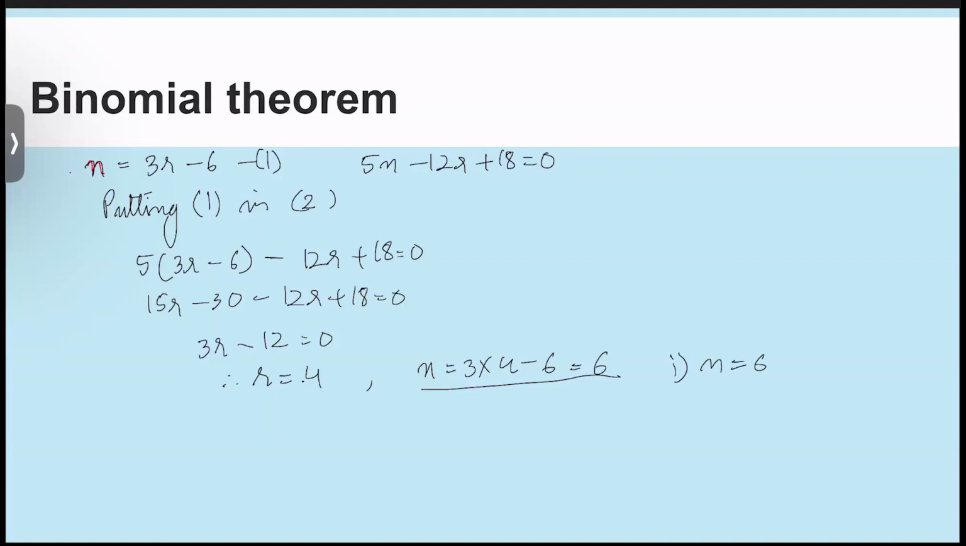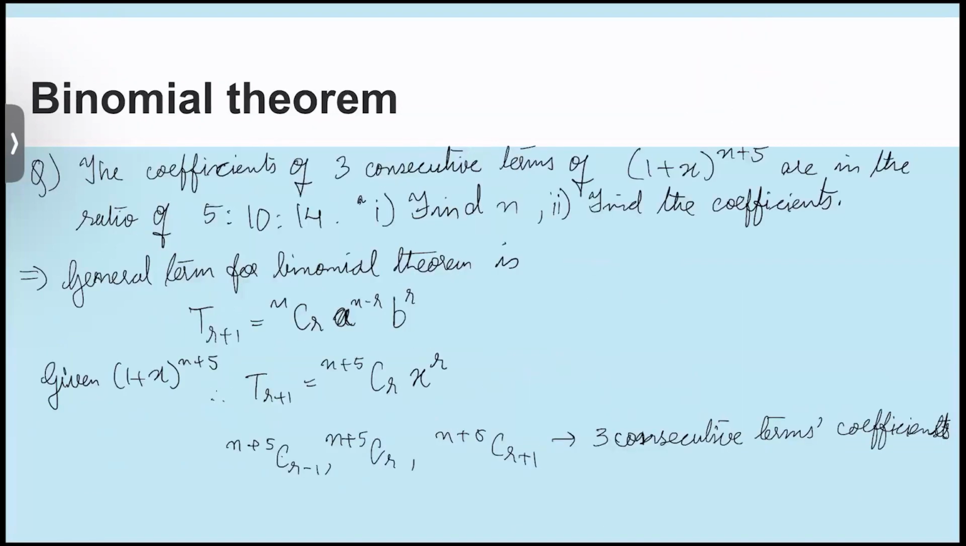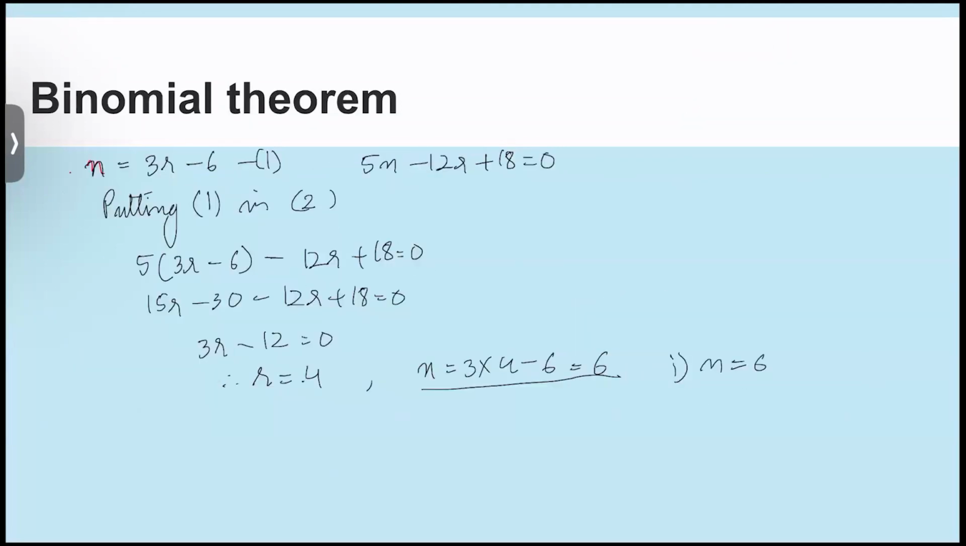So now what is the second part? Find the coefficients. So what are the coefficients? So you have 6 plus 5 c r plus minus 1. So 4 minus 1 was one coefficient. Then 6 plus 5 c r is 1, and the next one will be 6 plus 5 c 4 plus 1. So this is 11 c 3, 11 c 4, and 11 c 5.